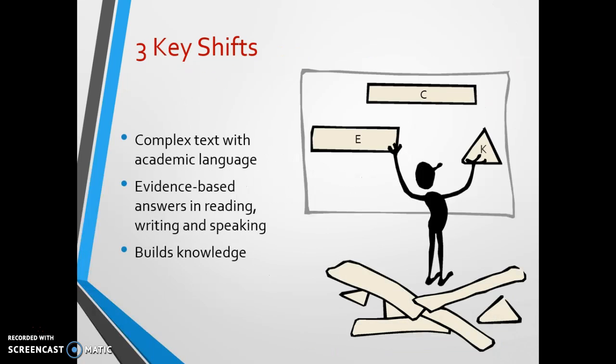There are 3 key shifts from the CCRS. Before that, it was the Common Core state standards. These were adopted to replace the Common Core. And the 3 key shifts include that the text is more complex, not more difficult, but more complex, that students are giving evidence-based answers in reading, writing, and speaking, and that it builds knowledge.